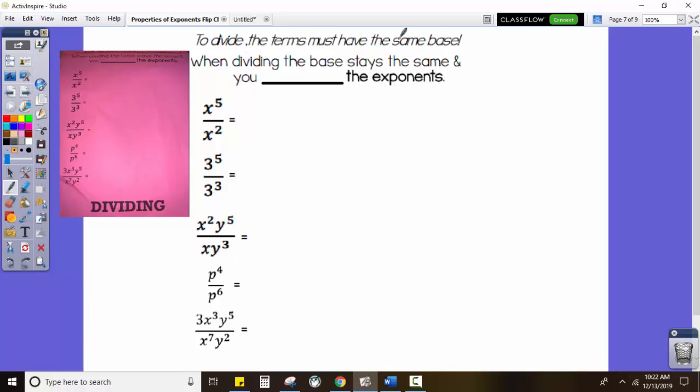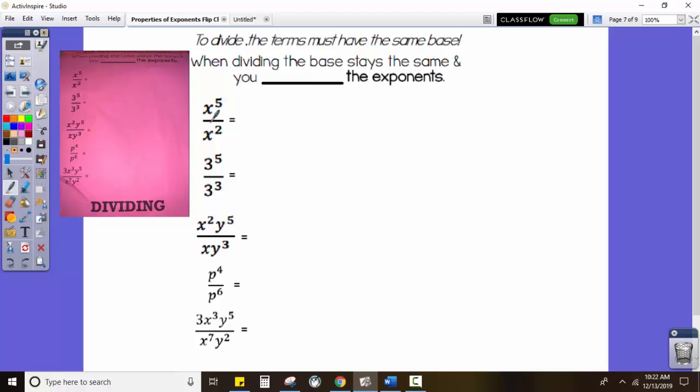So to divide, the terms must have the same base, and when dividing, the base stays the same, and you subtract the exponents. I'll fill that in a little bit, but that's what we learned in the last lesson: to divide two powers with the same base, you subtract the exponents. But remember, when in doubt, write it out. So we're going to look at the first couple examples here.